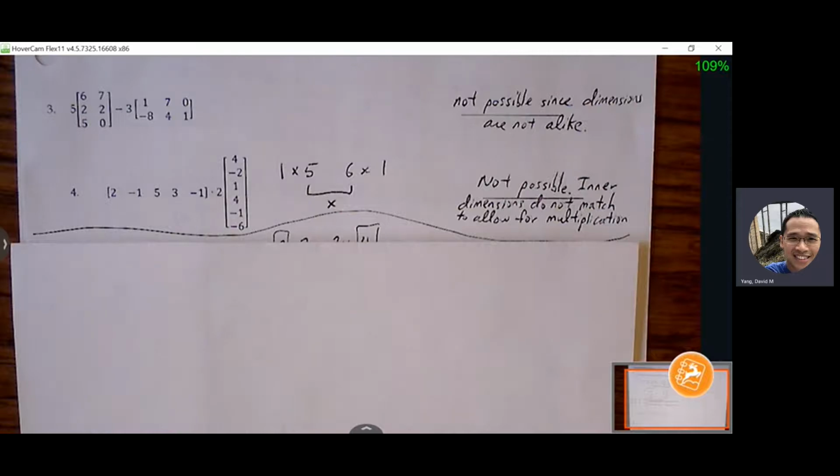Yes. How is number 3 not possible? Because we're subtracting them. If we're multiplying them, then yes. Oh. Number 3 is possible. But if you're subtracting them, then if I'm adding and subtracting, I'm always going to be ending up with the same dimensions. Yeah.